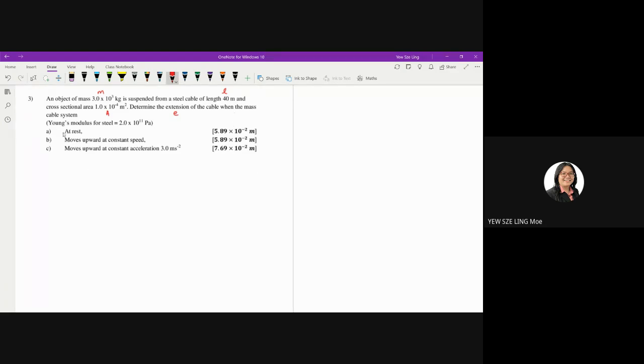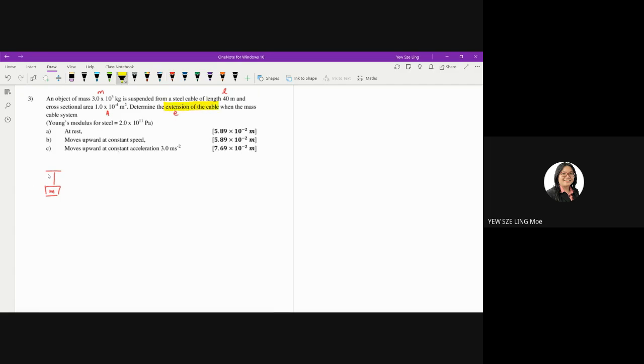When the mass cable system is at rest, it moves upward at a constant speed, it moves downward at a constant acceleration. So now let us sketch a diagram. So this is a cable, and this is an object. Okay, and then this object comes with a mass, right? So you have a hanging object, and now this object is moving. And the question wants you to calculate the extension of the cable.